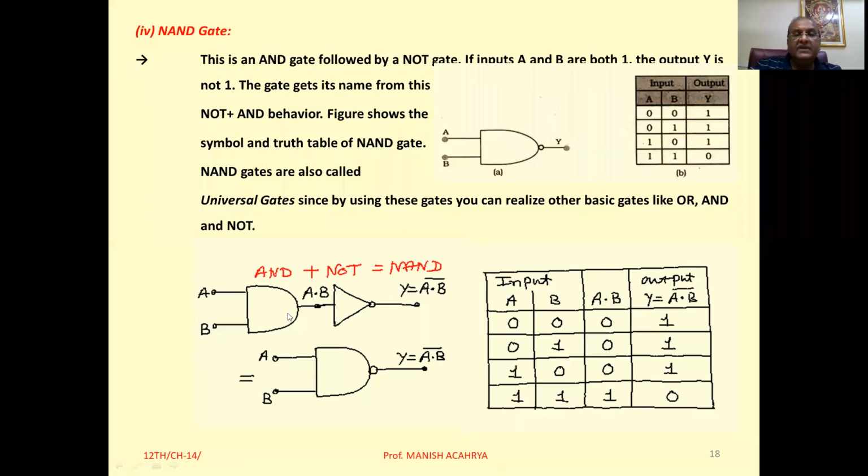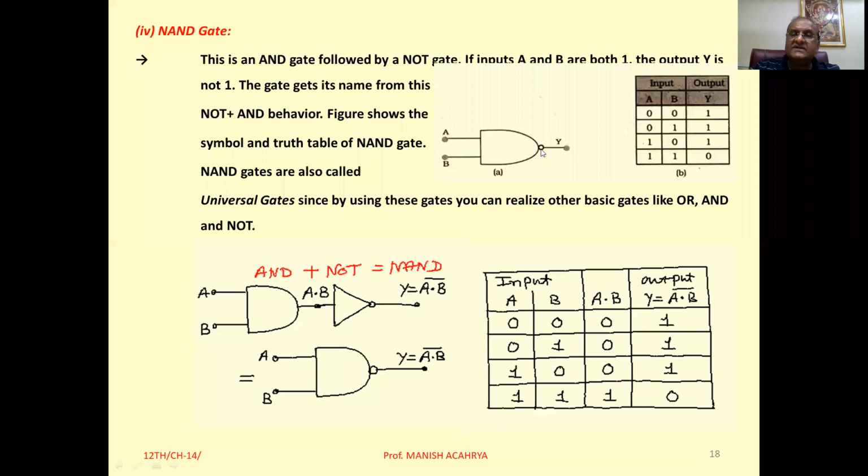Now see here, this one is the circuit symbol of the NAND gate. So in that, this one is the AND gate, and this circle is placed on the AND gate.